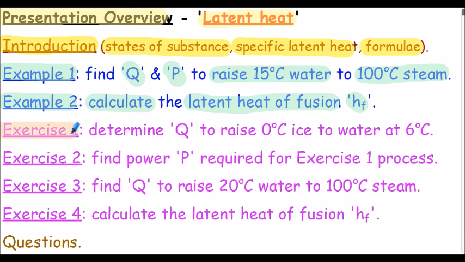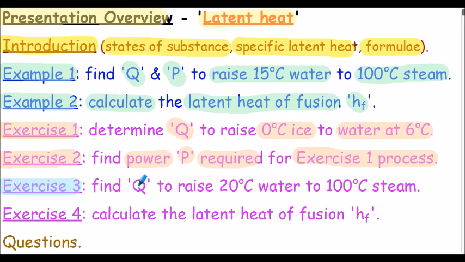Exercise 1, we're asked to determine the heat energy Q required to raise ice at 0 degrees C to water at 6 degrees C. And exercise 2, we're asked to find the power P required for the process of exercise 1. So exercise 1 and 2 are essentially based on example 1. Exercise 3, we're asked to find the heat energy required to raise 20 degrees C water to 100 degrees C steam. Exercise 3 is based on example 1.